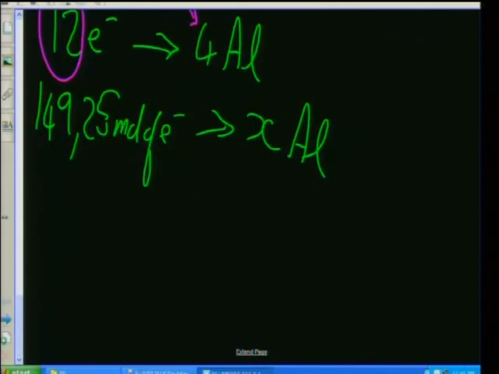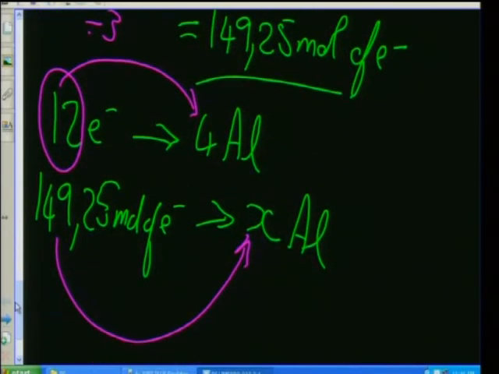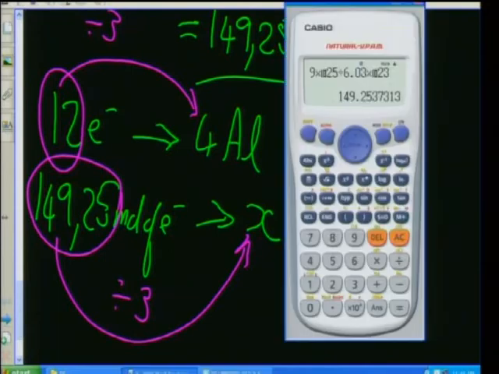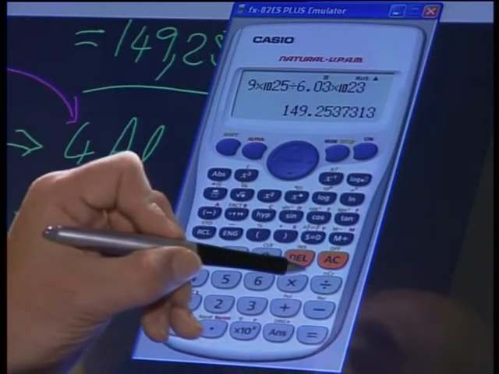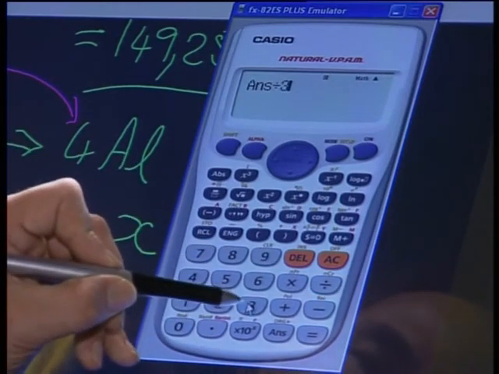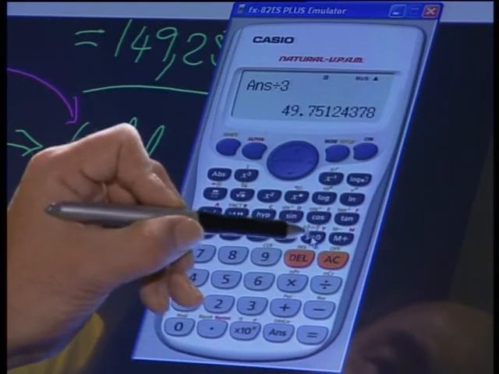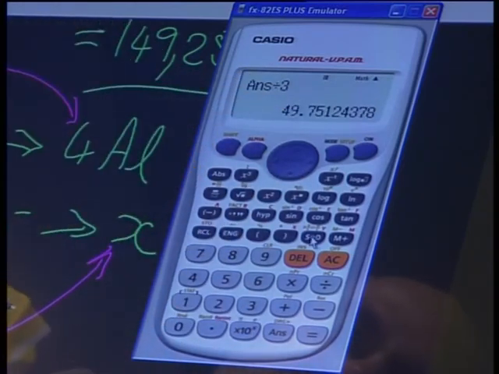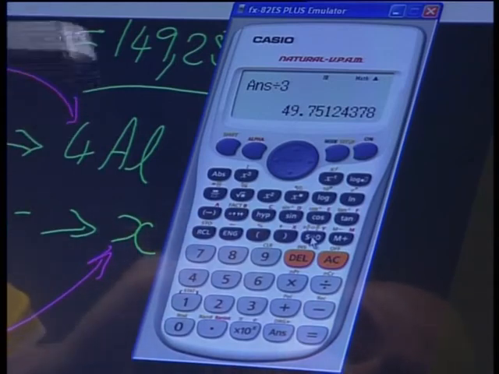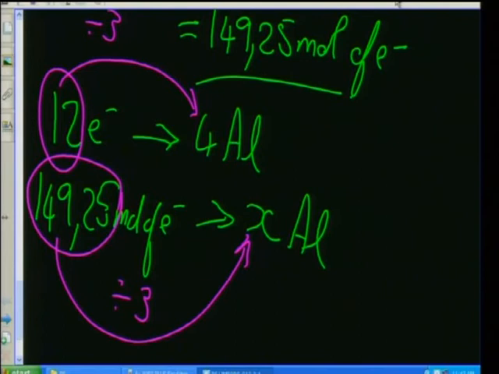Are you with me? So how am I going to go from there to there? If I'm starting with 149,25, how am I going to get X? It must be in the same ratio, so I must do the same thing. I must divide by 3. This was my answer for the moles of electrons. Therefore, for aluminium, divide by 3, and I get the answer of 49,75 moles of aluminium.